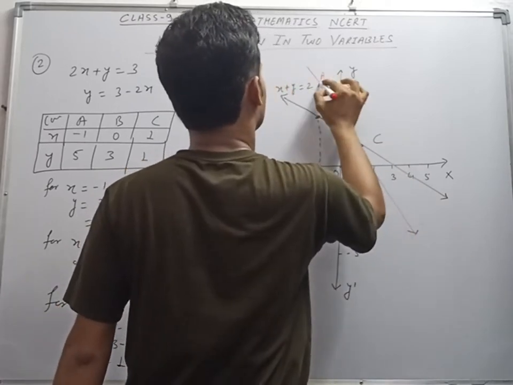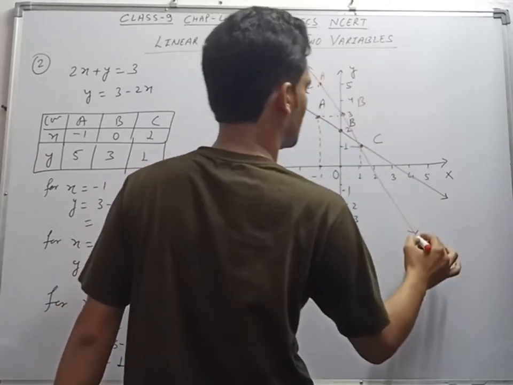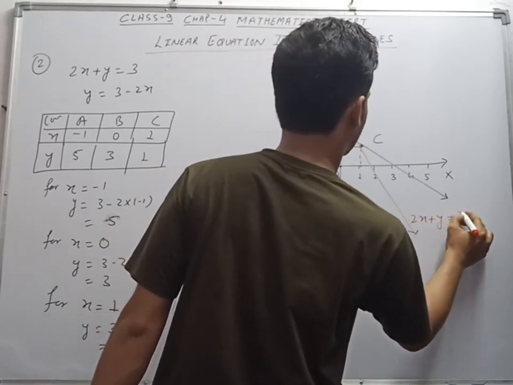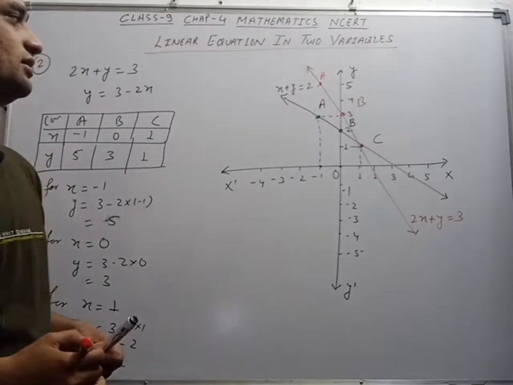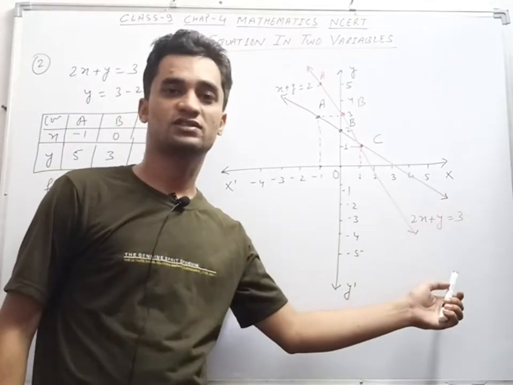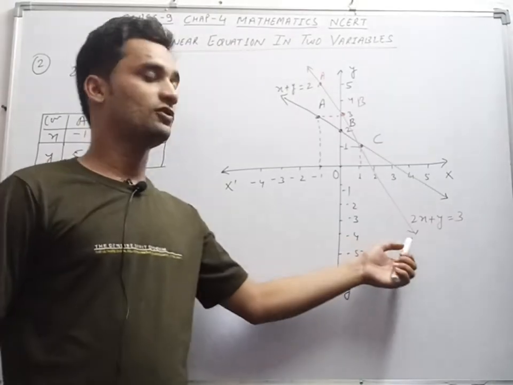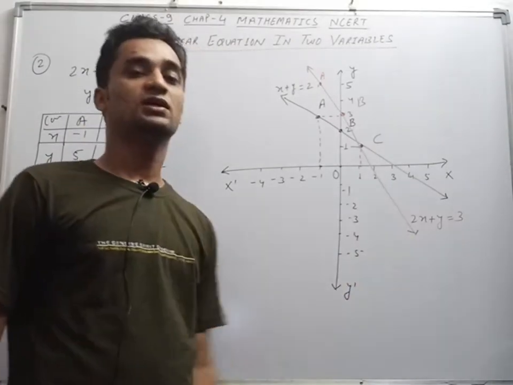When you use the graph, you will have an accurate answer for 2x plus y equal to 3. And at the last you have to write the equation also, so that the invigilator can understand for which equation you have plotted the graph.